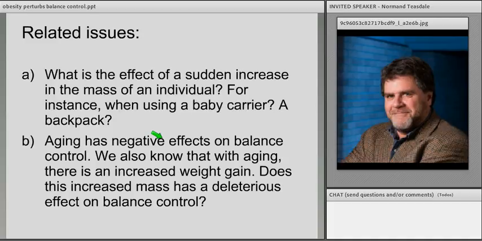Related to these results are some questions that may be important to look at. What is the effect of a sudden increase in the mass of an individual? For instance, when using a baby carrier or a backpack, this increases the load we carry, and this could increase the COP speed and the instability. Aging also has negative effects on balance control, and we also know that with aging there's an increased weight gain in most people. Does this increased mass have a deleterious effect on balance control? We believe this is the case.